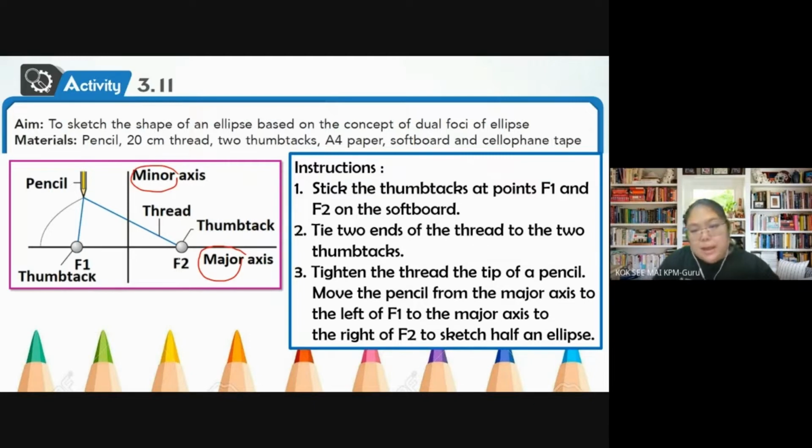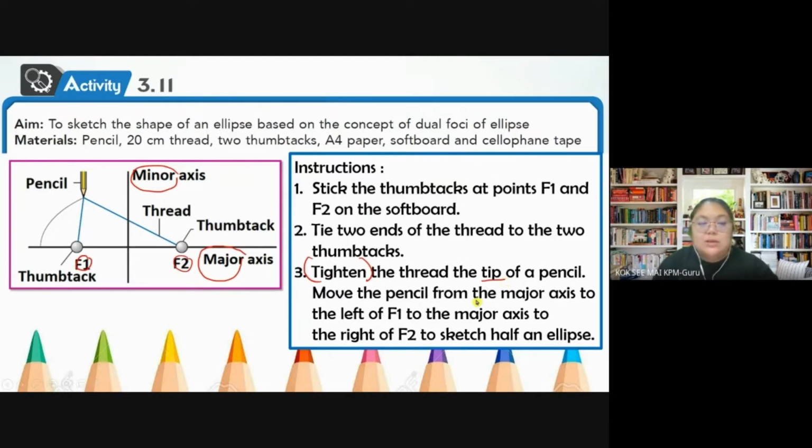Okay, 2 thumb tacks. One of the thumb tacks you put at one point, and you label this one F1. Another one, at the same distance, you label F2. So both sides also have a point. After that, using your track, join it with the thumb tacks on both sides. Then tighten the track with the tip of the pencil, so it becomes tight at the tip of the pencil.